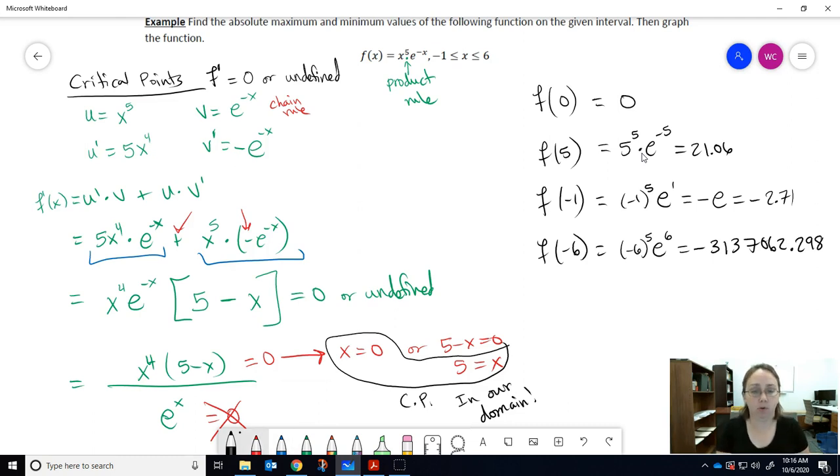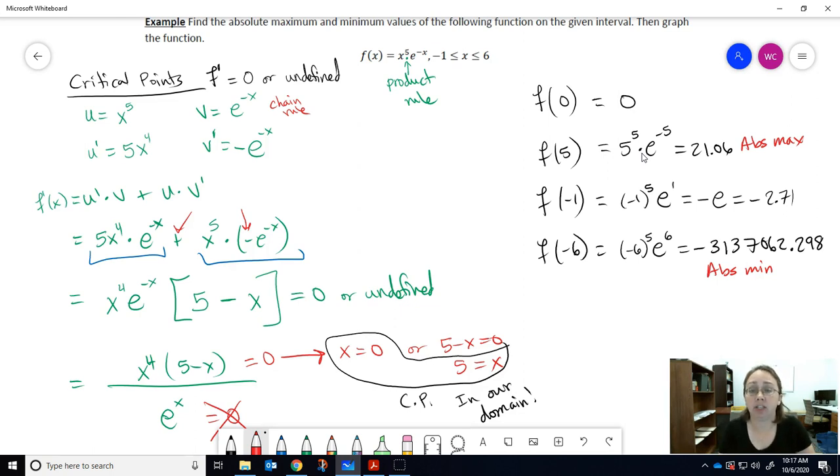So I think we know what our absolute min is. Here's our absolute min, because it's such a big negative number. And here's our absolute max. So one critical point actually gave us our absolute max, and one endpoint gave us our absolute min.